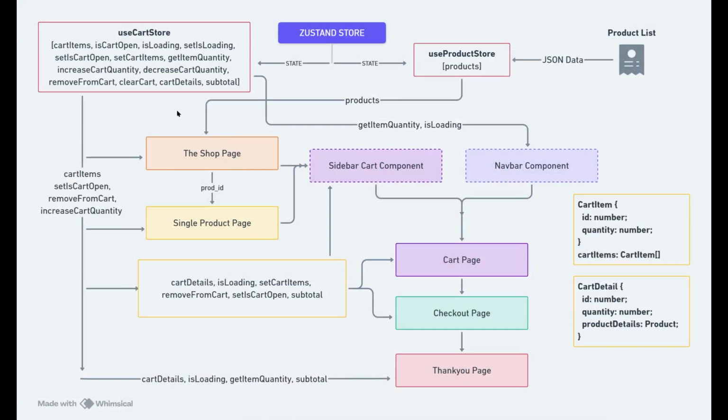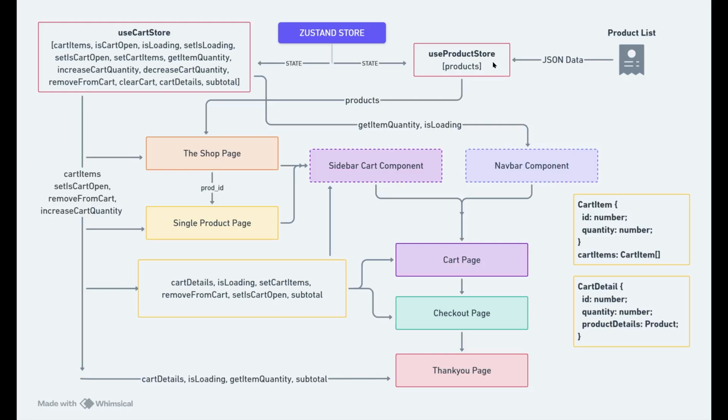All right, so this is the full diagram of our Zustand store and how it is impacting the entire UI and UX of our e-commerce application. All right, so let's start here. First, notice that we have two specific stores in there. One is the product store and the other is the cart store.